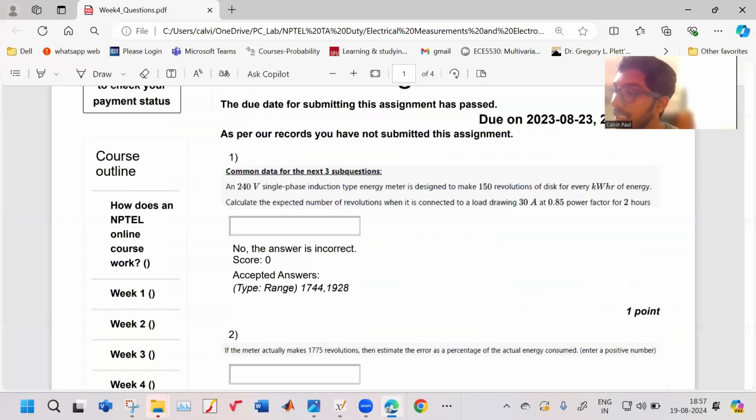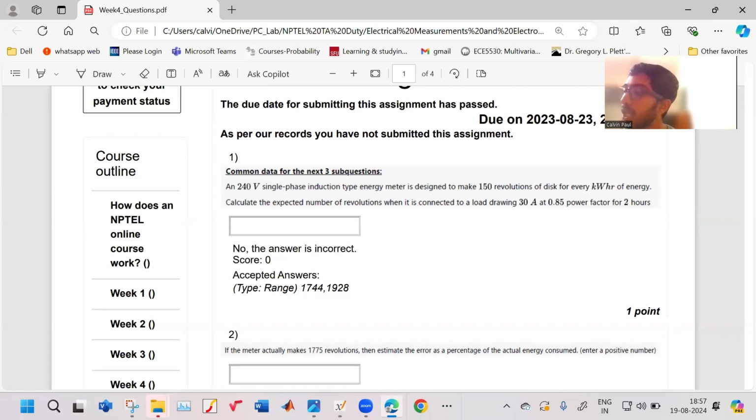So in the question, what they're saying is, if the meter actually makes 1775 revolutions, then estimate the error as percentage of the actual energy consumed, and enter a positive number. So when you're giving your exam, all types of exams, your college or your GATE exam or your NPTEL exam, you must read the question very, very properly. So they are saying you must find a percentage of the actual energy consumed. So your number of revolutions which it measures is an indicator of how much energy it has consumed.